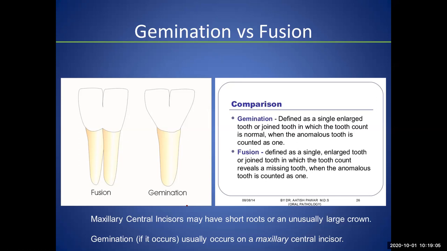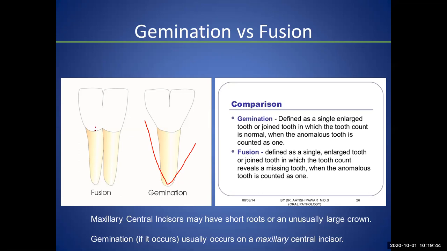Gemination, if it occurs, usually occurs on the maxillary central incisor. It's usually the maxillary. But what is this a picture of? This is a picture of the mandibular. So gemination is defined as an enlarged crown or joined tooth in which the tooth count is normal. All right. A fusion is defined as a single enlarged tooth or joined tooth where the tooth count reveals a missing tooth.